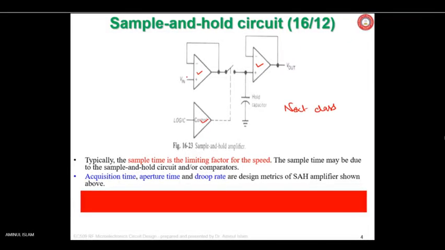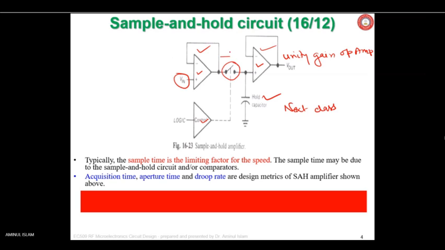Non-inverting, because the input signal here is connected to the non-inverting terminal, that is the positive terminal of the op amp. Here also it is in non-inverting op amp configuration. It is a unity gain op amp. Okay, so these two op amps will be good enough to give a good sample and hold circuit. And here is a hold capacitor and this switch.